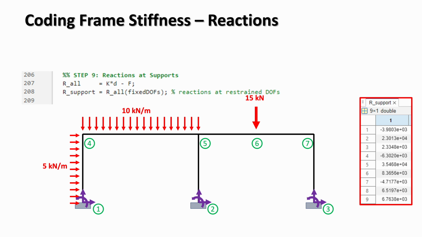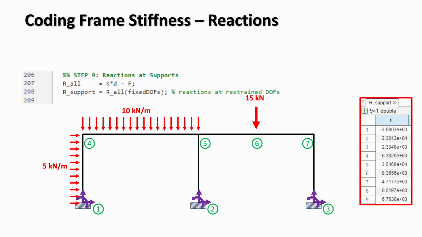From this full reaction vector, we can then extract only the entries corresponding to restrained degrees of freedom because the reactions only occur at the fixed supports. These are the values shown in the table on the right of the slide. The diagram underneath the code highlights where those reactions occur: node 1, node 2, and node 3, the three fixed supports. You'll notice that some reaction values are positive and some are negative.